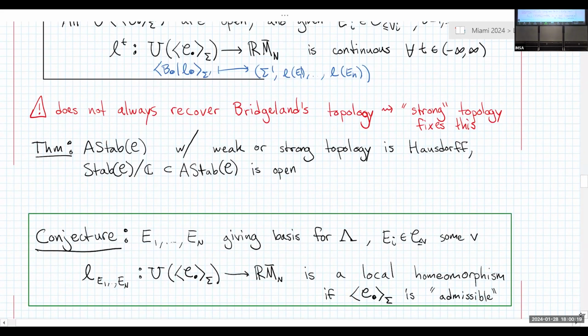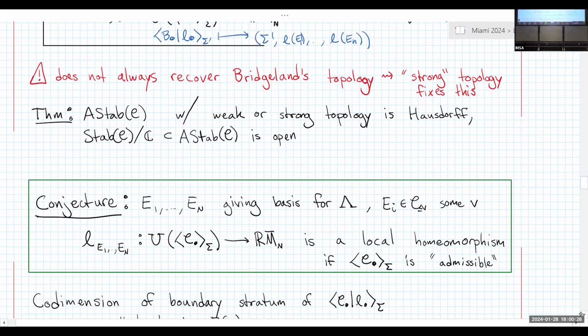So I have this Hausdorff space with the strong topology, and the manifold with corners conjecture is: if you have n objects that are actually a basis for the charge lattice for lambda, and every object is in one of these vertex categories, C less than or equal to B, then these log central charge maps from this open set on which they're defined to Rmn bar are a local homeomorphism. And this conjecture is only possibly valid if you have enough admissibility.